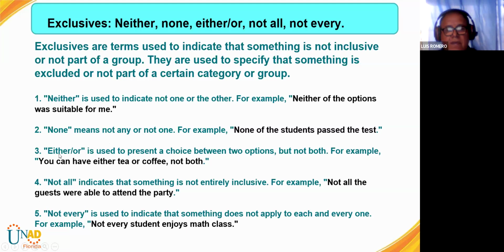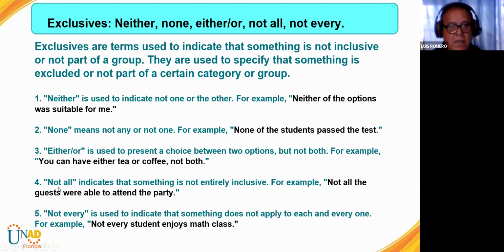There is another way of creating an exclusive, using either or. It is used to present a choice between two options, but not both, only one of them. And here you have an example. You can have either tea or coffee, not both. So suppose someone is inviting you to a restaurant, and he could ask you, would you like to have a cup of tea or a cup of coffee? Of course, you cannot say, well, I would like both of them, because the speaker is asking you to choose one of them.